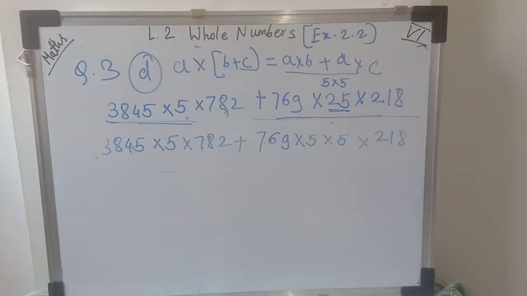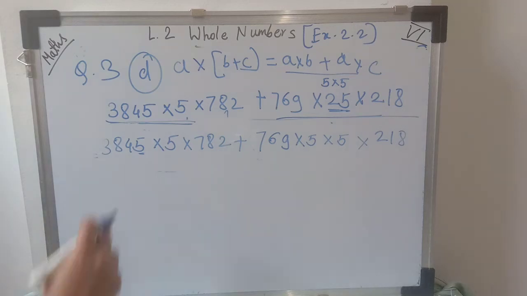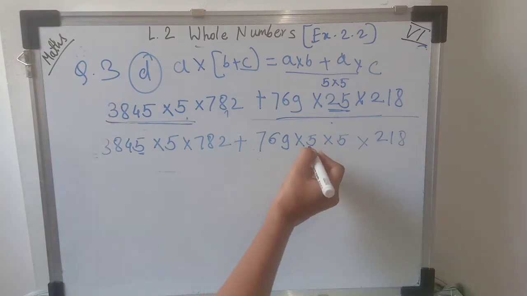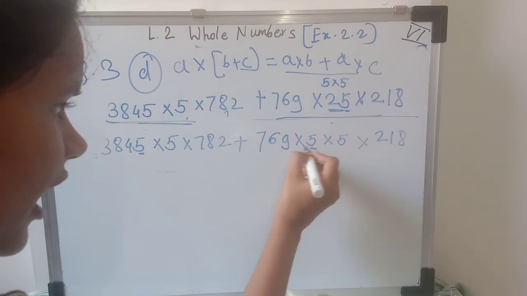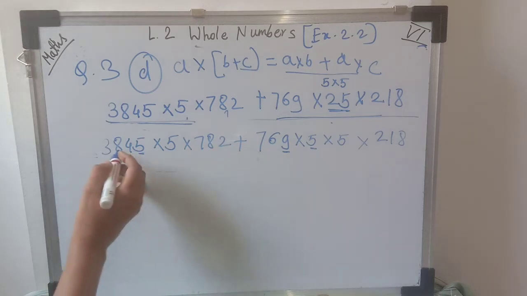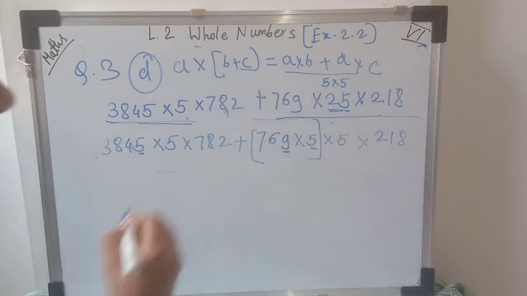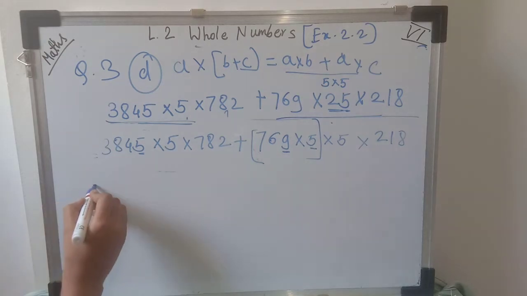Now the next step: here, in the first number, 5 is the last digit. If I multiply this 5 with 9, I will get 45. Whatever product comes, the last digit of that number will be 5. So here I will multiply these two numbers. Okay, write the third step.